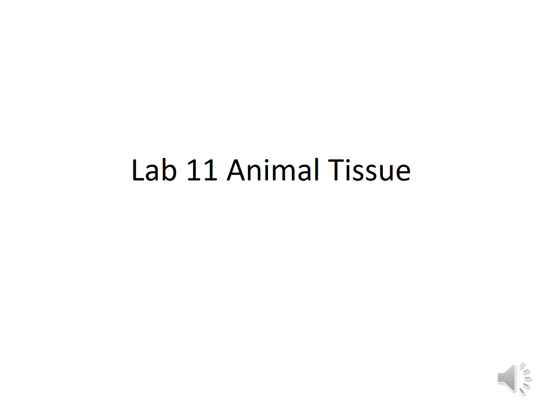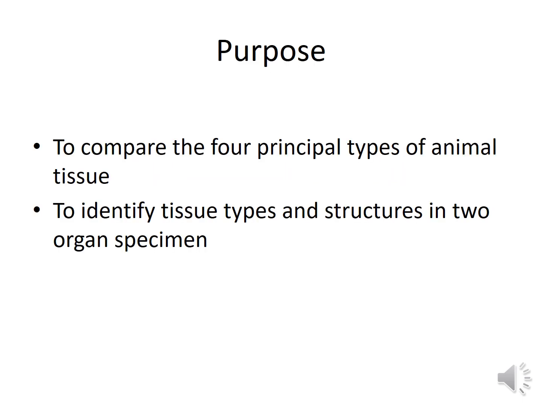Lab 11 is on animal tissue. The purpose of this lab is for us to compare the 4 principal types of animal tissues and to identify tissue types and structures in 2 organ specimens.